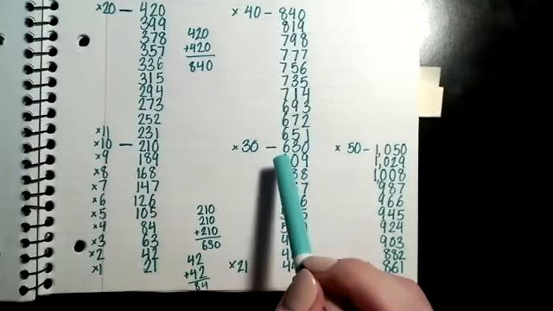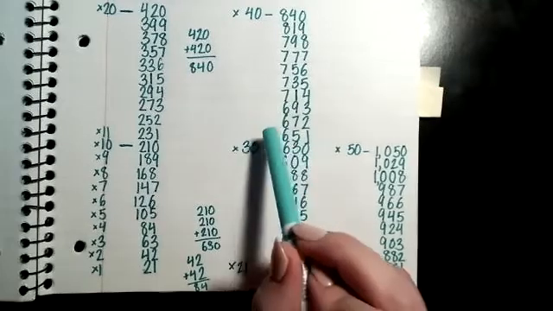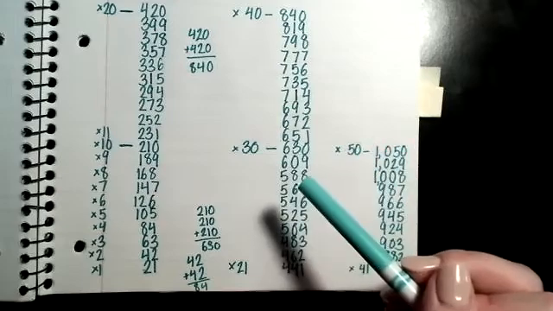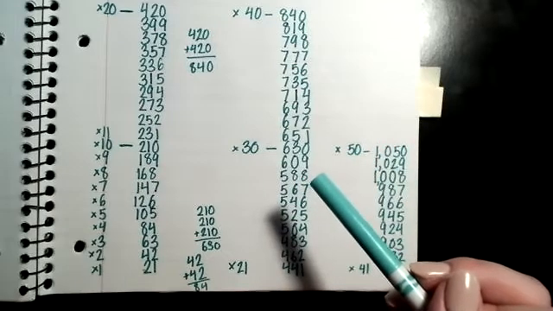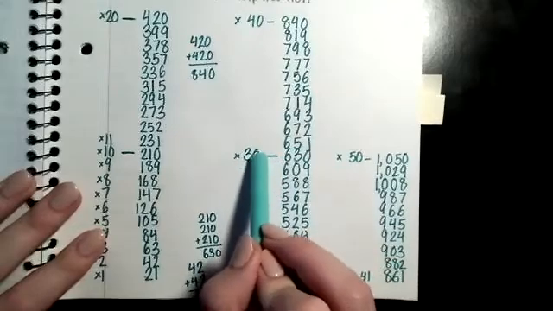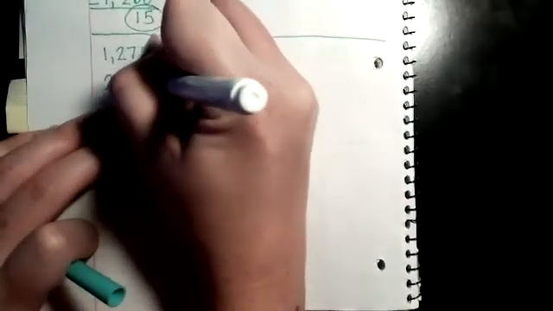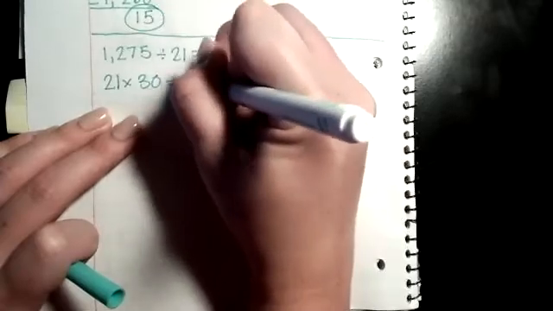630 though, if I did that, 600 doubled would be 1,200, 30 doubled would be 60, and then a 0. So that would be 1,260, okay? That's pretty close. So I multiplied by 30 to get that 630. So again, I'm going to write down what I already know, which is 21 times 30 equals 630.